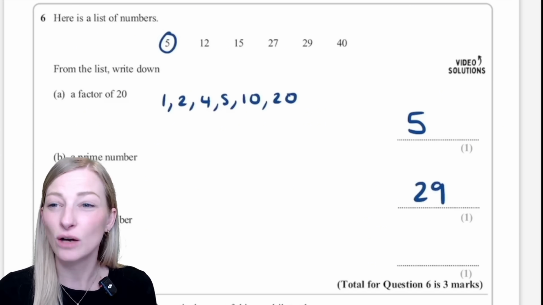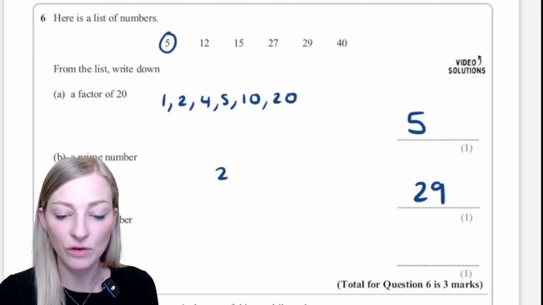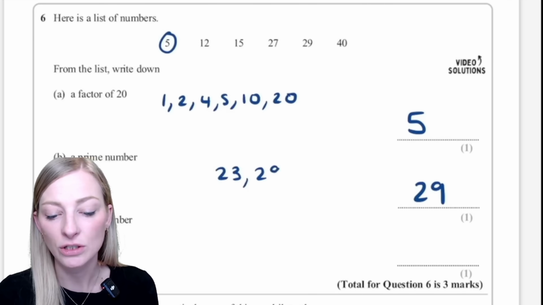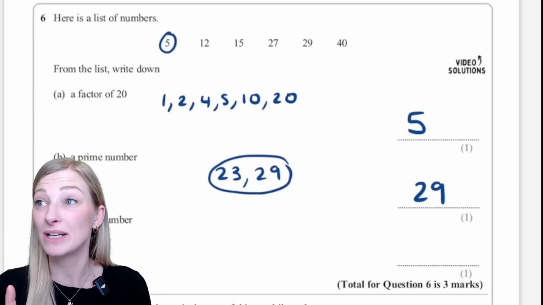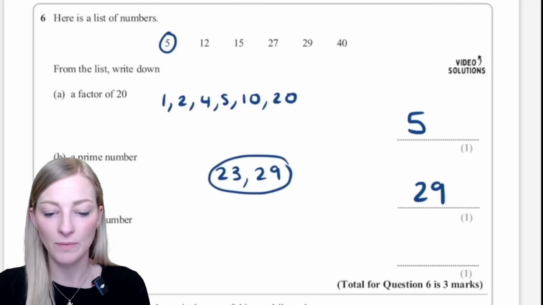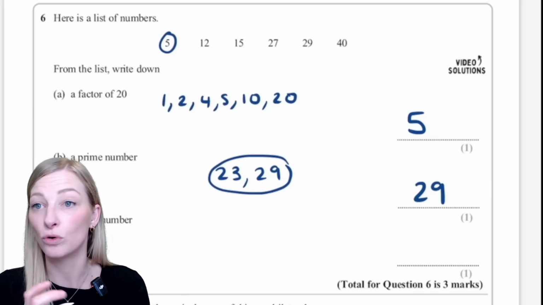And in fact, Edexcel really commonly ask you for prime numbers in the 20s. So it's really good to know that 23 and 29 are your prime numbers in the 20s. 40 wasn't prime because it can be divided by 10, 4, 20, and so on.